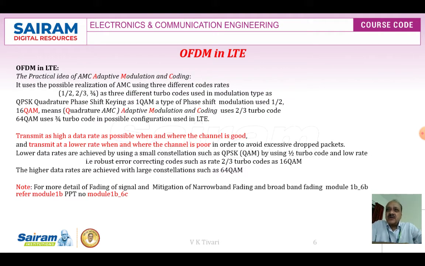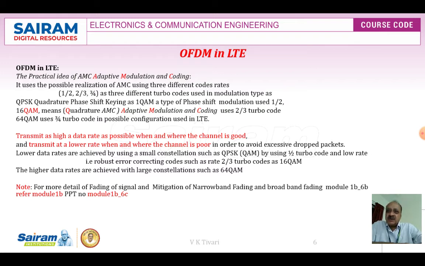The practical idea of AMC, adaptive modulation and coding, uses possible realizations with three different code rates, 1/2, 2/3 and 3/4, using three different turbo codes. The modulation type QPSK, quadrature phase shift keying, uses the 1/2 code. 16 QAM uses the 2/3 turbo code, and 64 QAM uses the 3/4 turbo code in the possible configurations with LTE.